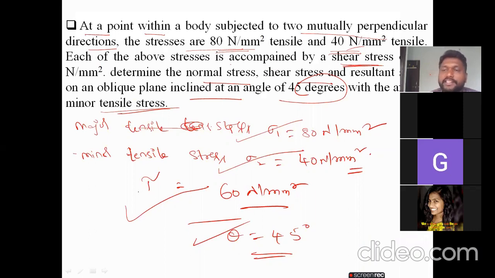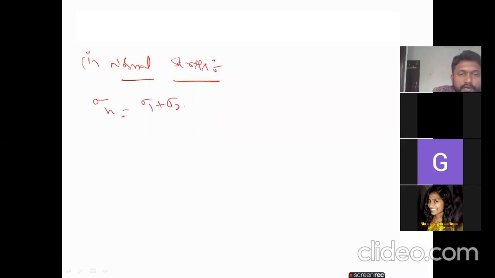So when shear is acting like this, yesterday in class we discussed completely the normal stress formula, shear stress formula, each and everything. Now I will write the formula. The first one we have to calculate is the normal stress. The normal stress formula is sigma n equal to sigma 1 plus sigma 2 by 2 plus sigma 1 minus sigma 2 by 2 cos 2 theta plus tau into sin 2 theta.